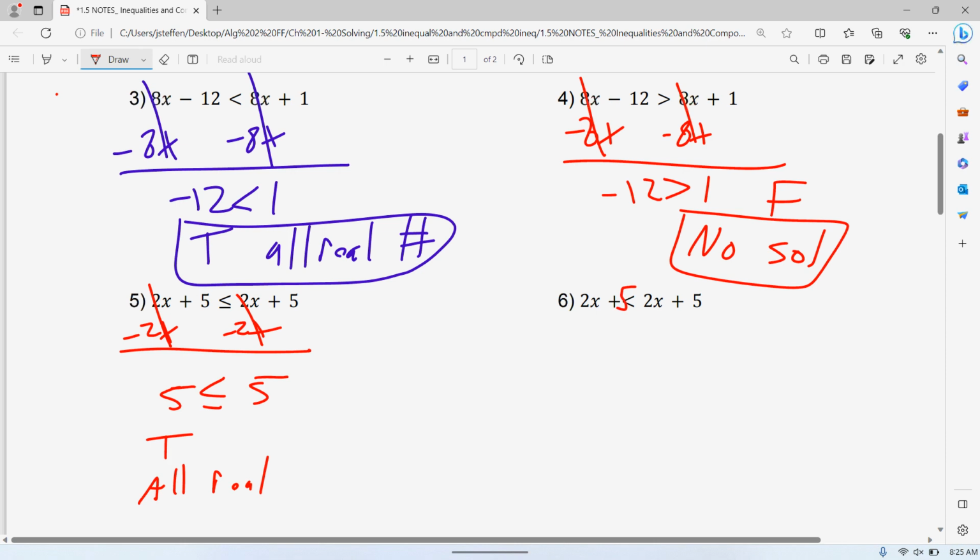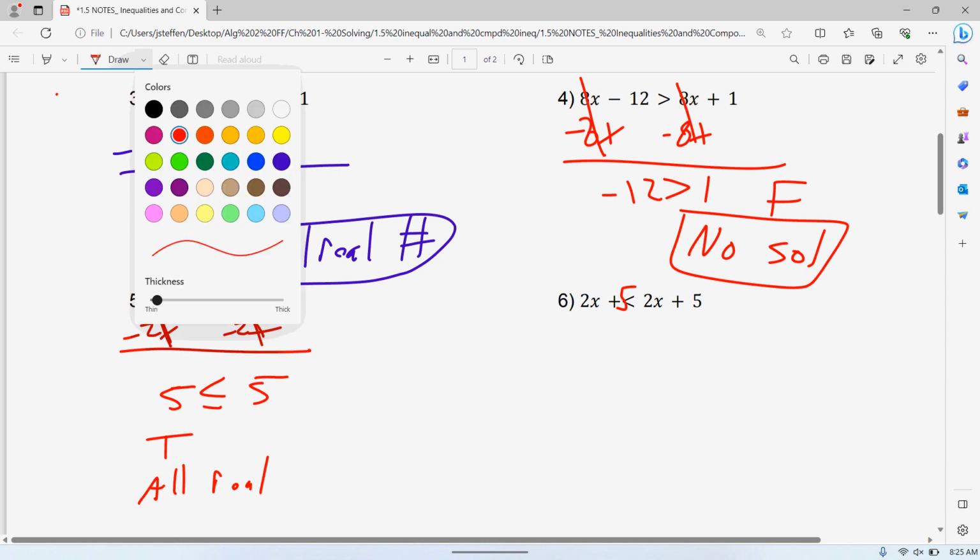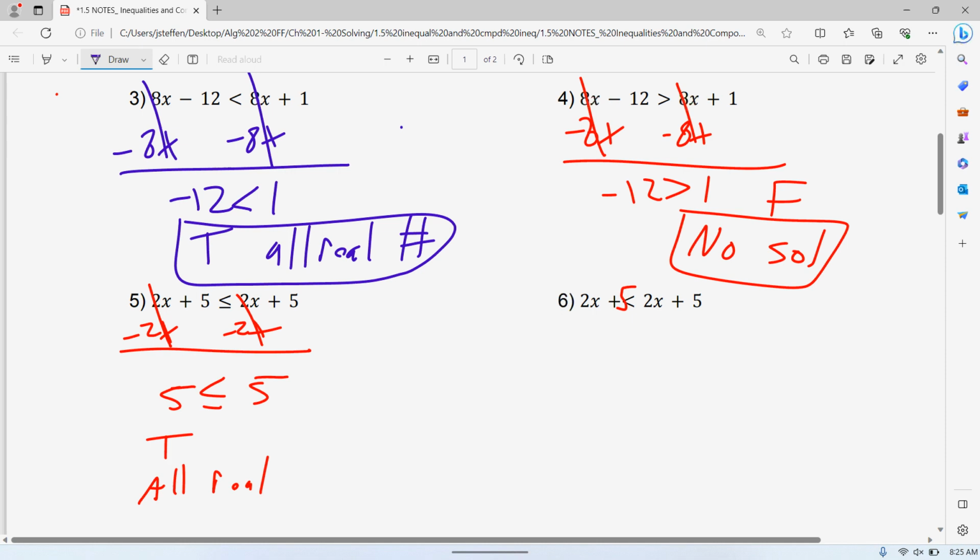2x plus 5 is less than 2x plus 5. Again, it should look like number 5. That's the whole idea. So we subtract 2x, just like we did before. Now we have 5 is less than 5. So we literally have the exact same answer, except we don't have that equal to part. In my opinion, this is the hardest one, and I think a lot of students fall for it. Because if it was an equal sign, they know this one's true for all real numbers. But it's not an equal sign.